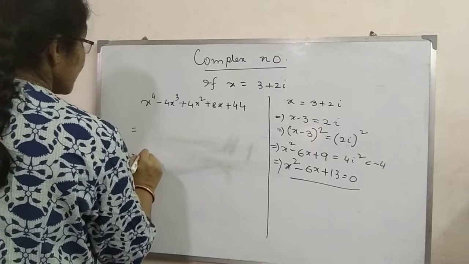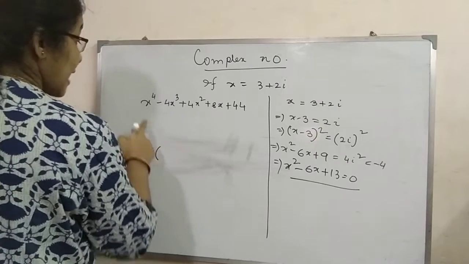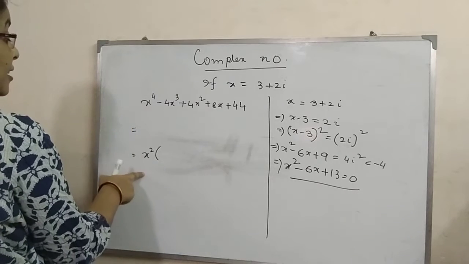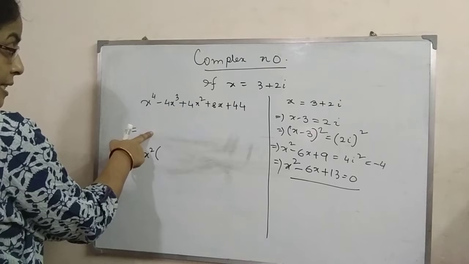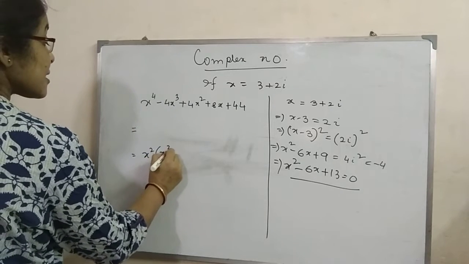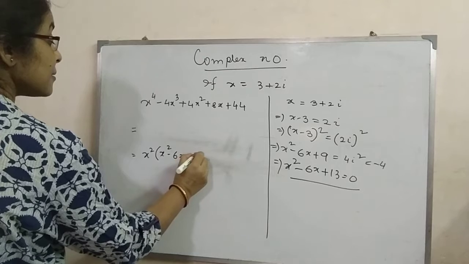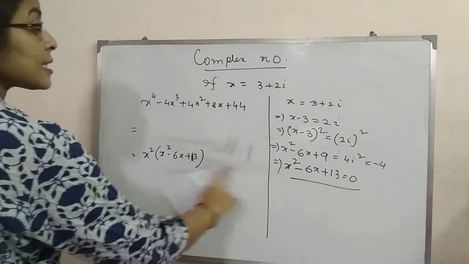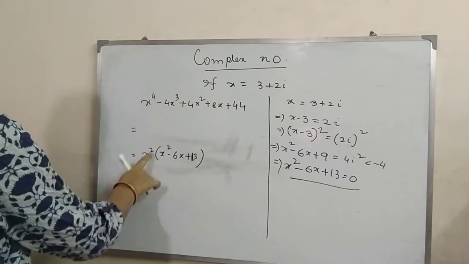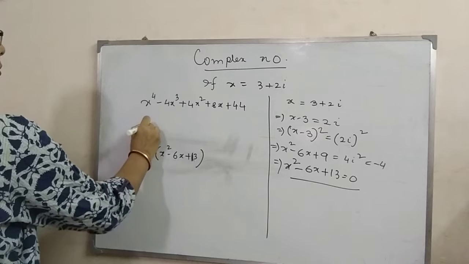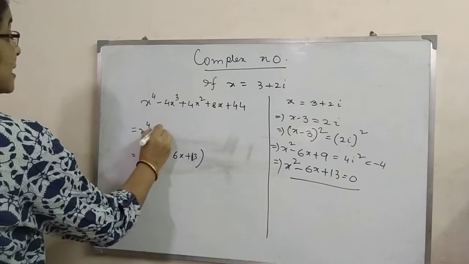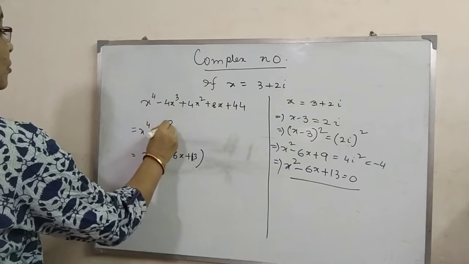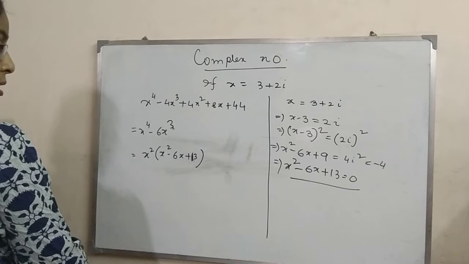You follow this. First I will write the third line, and after that the second line. x square minus 6x plus 13 is equal to 0. First is x to the power 4. Second is minus 6x cube. Sorry, 6x cube. But I have minus 4x cube.